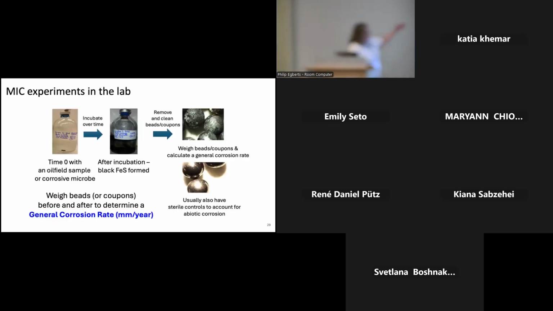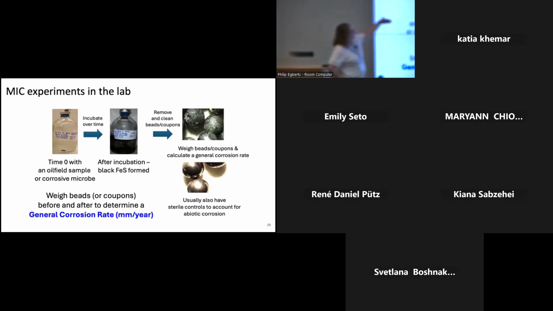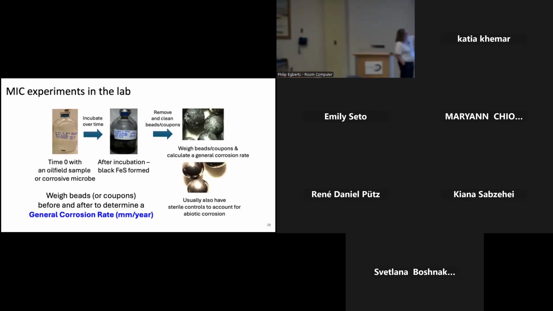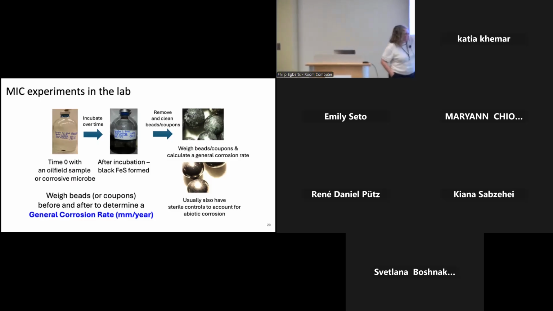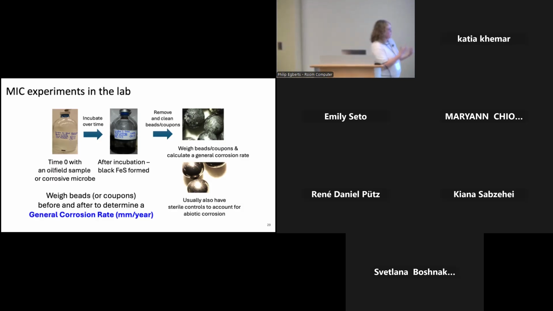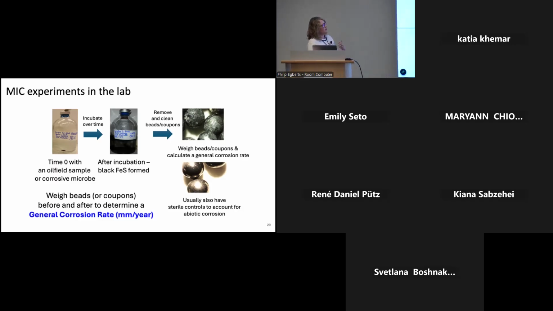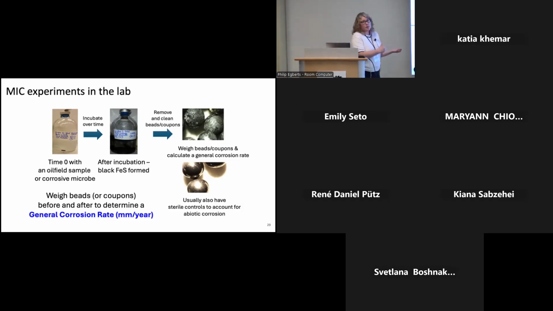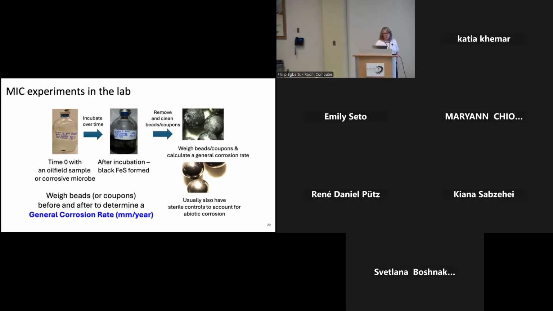So what we would do, as I mentioned, we would take some sort of culture or sample from the environment, add some pre-weighed, these are beads in this case, and incubate over time. In this case, we see some black iron sulfide formed. We clean and remove those coupons and weigh them, and then look to see what they look like under a very simple optical microscope. And then we would calculate a general corrosion rate to see if the microorganisms have reduced the weight of that metal. And again, it's always compared to a sterile control where the microbes are not present.